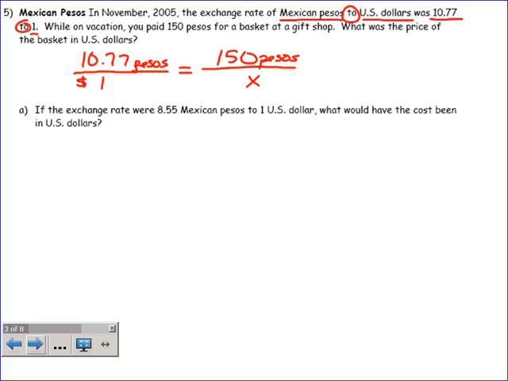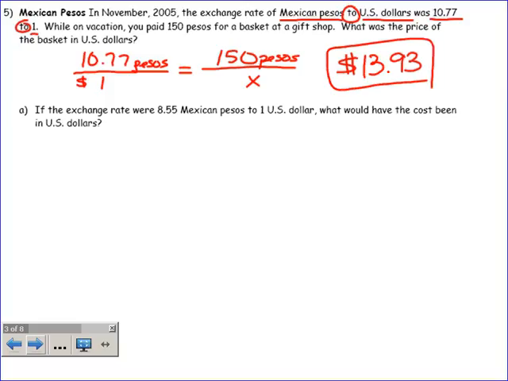To the nearest penny, how much did the fruit basket cost? 13.90 what? 93, because you're rounding to the nearest penny. You've got to make sure to round that up.